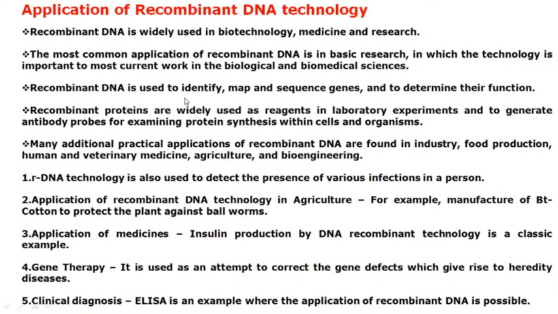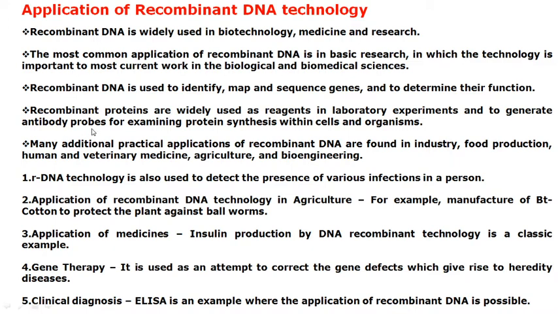Recombinant DNA is used to identify, map, and sequence the gene. As you know, the Human Genome Project is also part of the recombinant DNA technology. Without recombinant DNA technology, the Human Genome Project or any genome project of an organism was not possible.